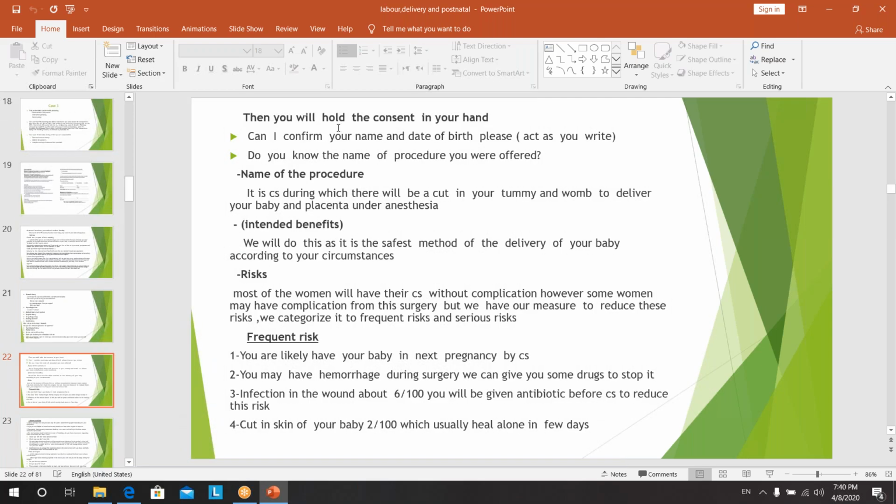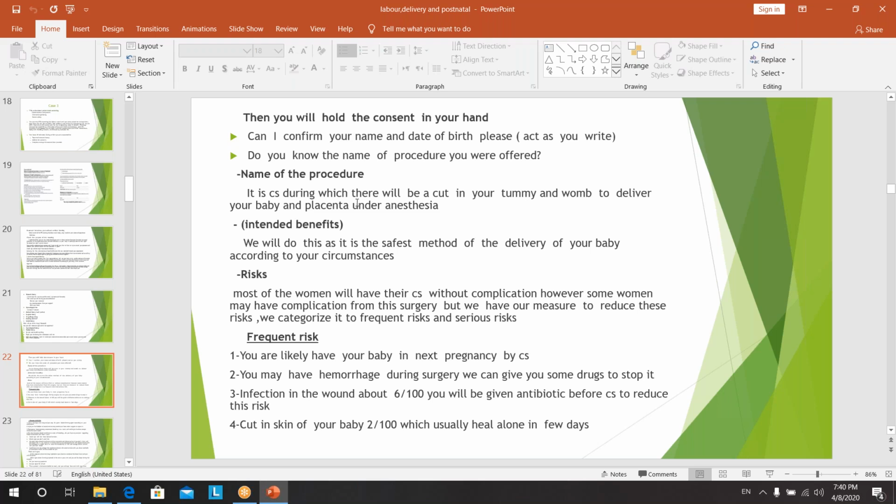At that time, you will hold the consent in your hand. After finishing taking the history of the patient, you will hold the consent in your hand and you will confirm the patient name. Excuse me, let me confirm your name and the date of birth, please, again. She will say, I am Sarah John, I am 27 years old, like that. And you will act as you write in the consent.